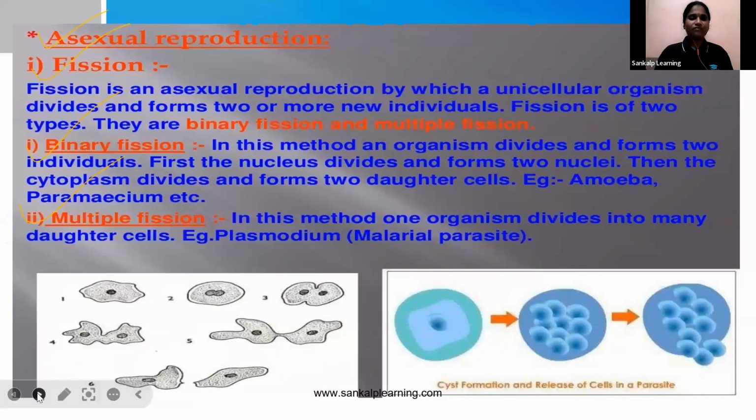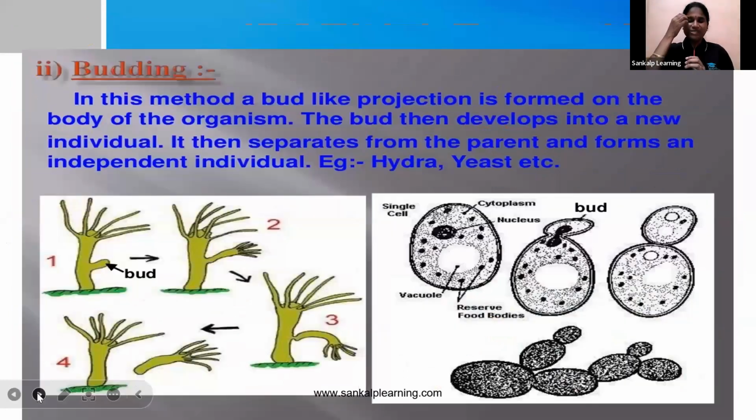Next, the method we are studying is budding, which we see usually in freshwater bodies and certain microorganisms too. Why is it named budding? Because it looks like a small flower bud on an organism. In this method, a bud-like projection is formed on the body of an organism. The bud develops while attached to the parent itself. Once growth is completed, it detaches from the parent organism.